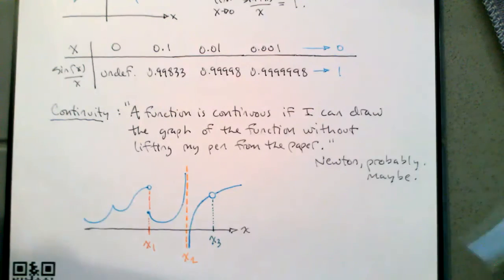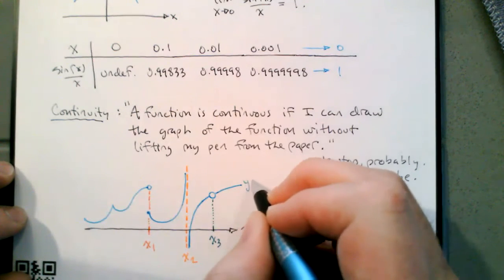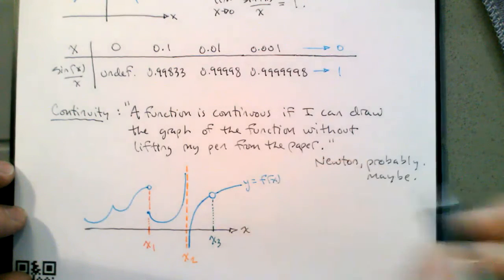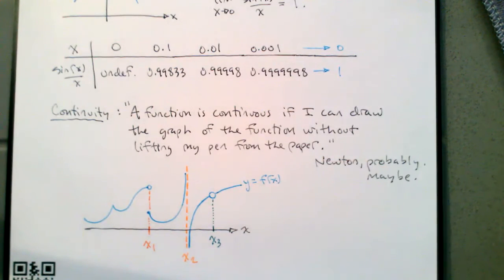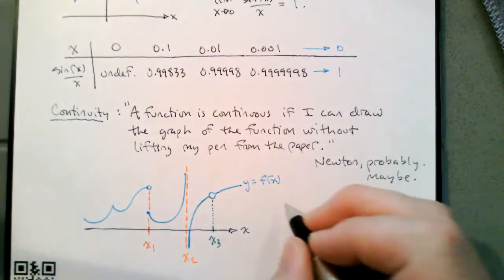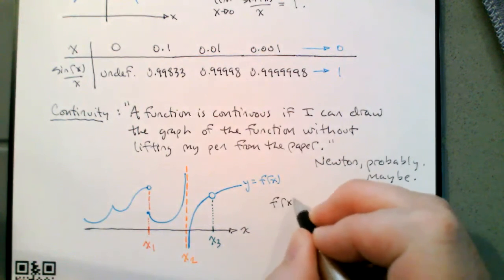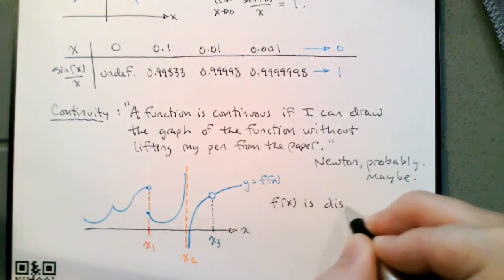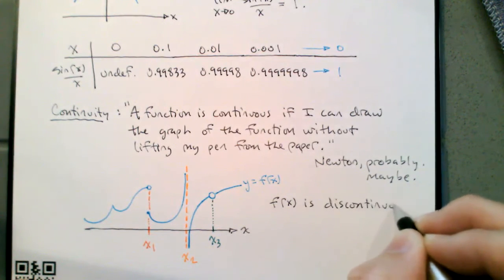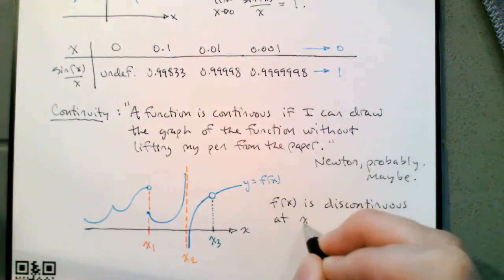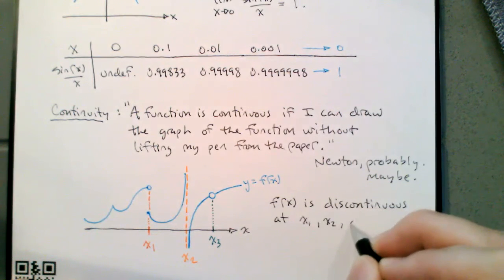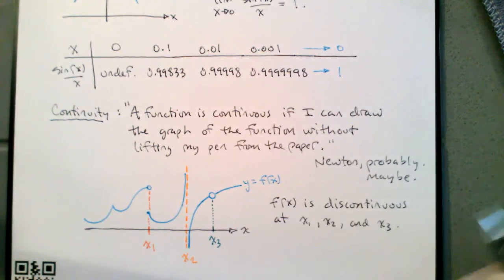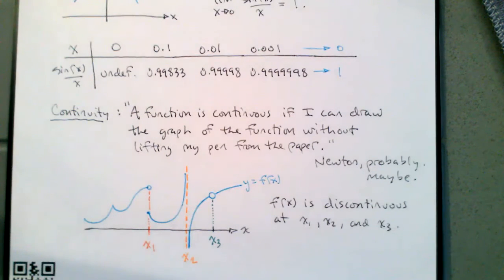So this function, let's call it f of x. We would say that f of x is discontinuous at x1, x2, and x3, because in each case, we had to lift our pen from the paper to continue drawing the function, according to Newton.